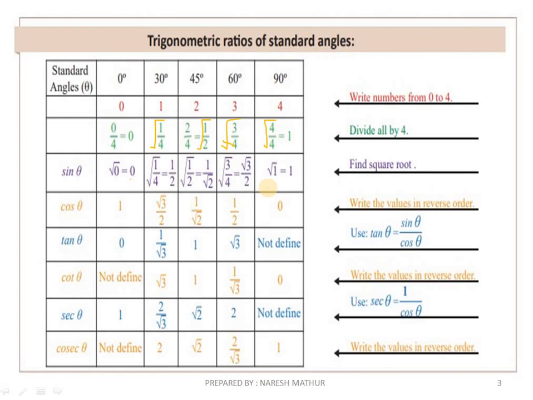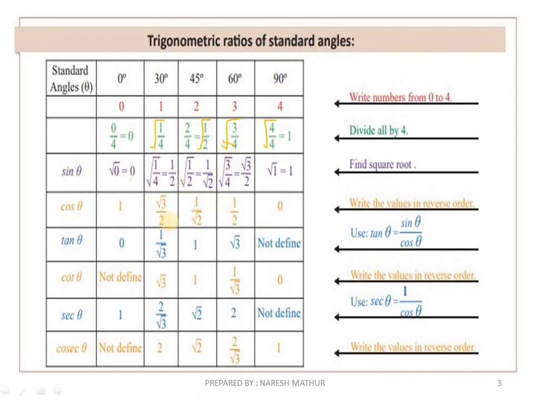Is it clear? Now we need to find the value of cos. Just write the values in reverse order: 1, root 3 by 2, 1 by root 2, 1 by 2 and 0. See again, we just write all the values of sine theta in reverse order. I am saying reverse order, I am not saying reciprocal. We're just writing it in reverse order. So 1, root 3 by 2, 1 by root 2, 1 by 2 and 0.